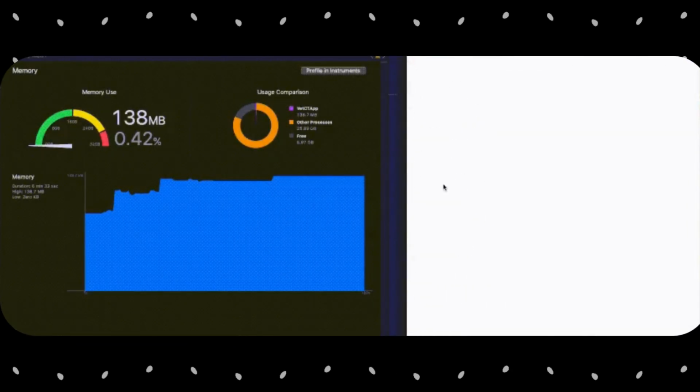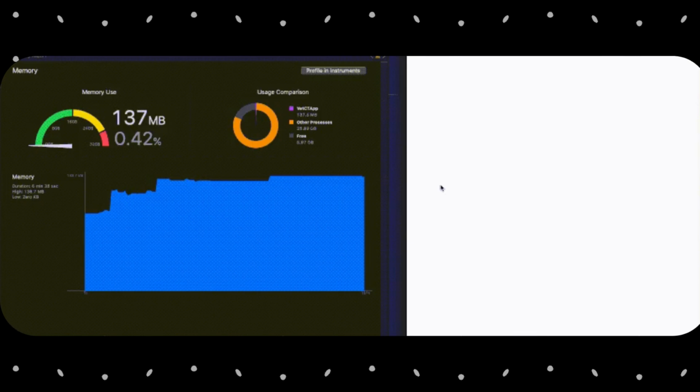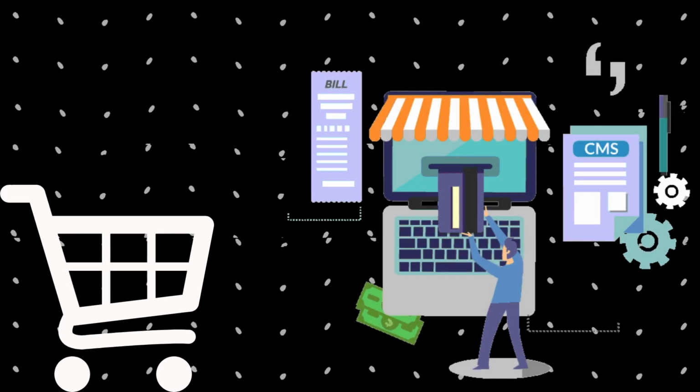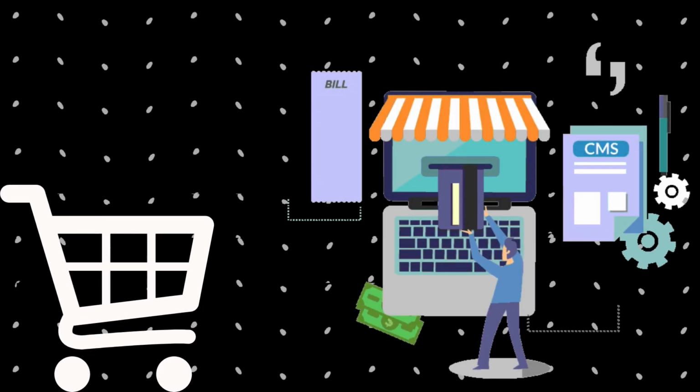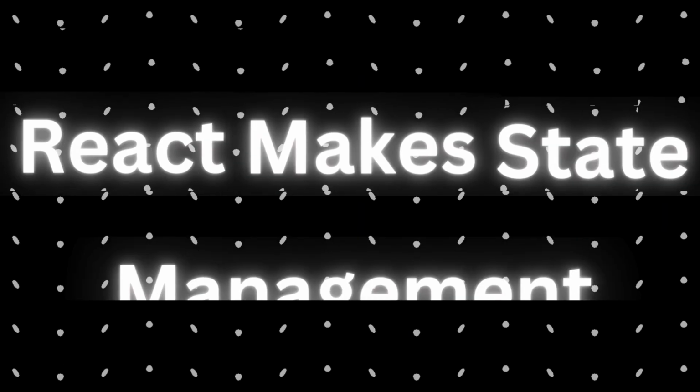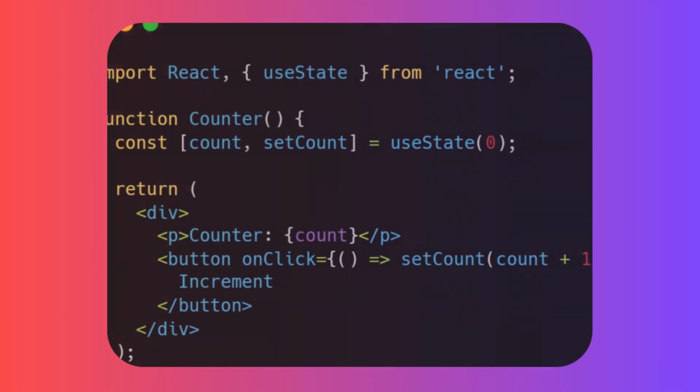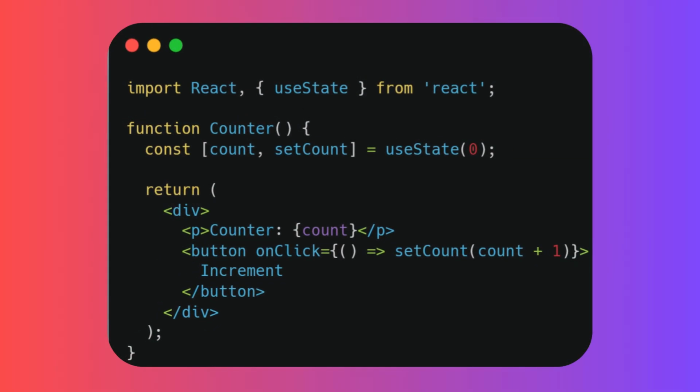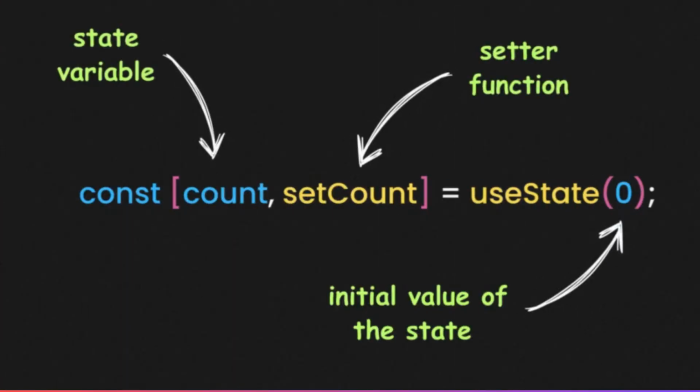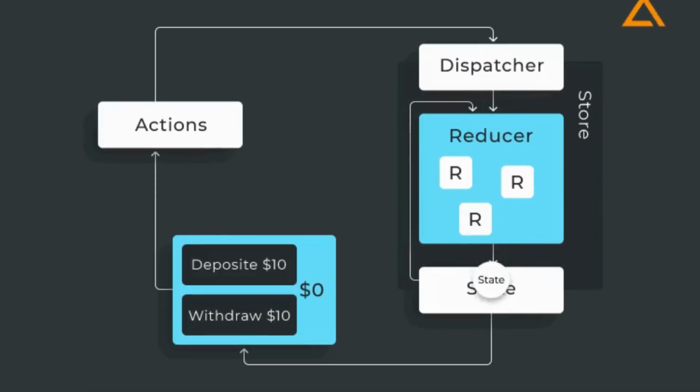Here's where it gets exciting. State is like your app's memory. It keeps track of what's happening at any given time. Imagine a shopping cart on an e-commerce site. The items you add, that's the state. React makes managing state easy. With hooks like useState, the useState hook creates a piece of state called count, initialized to 0. The setCount function updates the count value whenever the button is clicked. Clicking increment updates the state and renders the component with the new value of count.